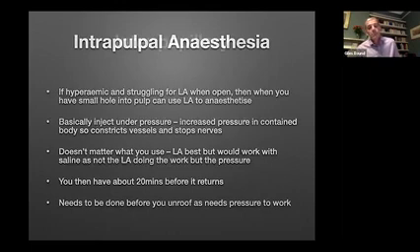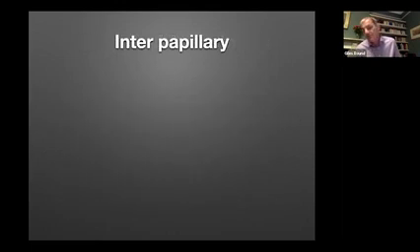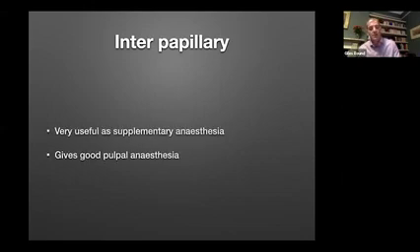The next one, and this is a useful technique, is interpapillary. It's useful because it gives quite profound pulpal anaesthesia, and this is the one where you inject into the papilla, and as you go, you deliver the anaesthetic. Good technique, and something that's very useful for delivering good pain control.